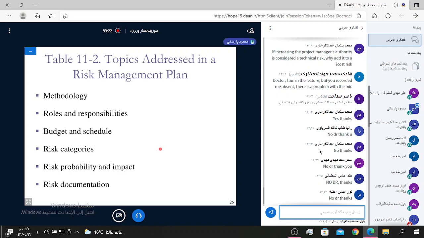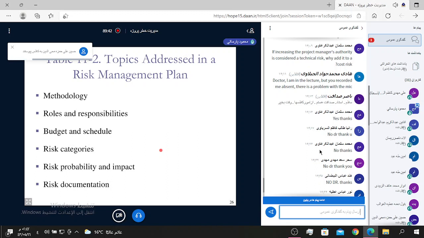And topics addressed in a risk management plan. At the first step, we discussed this part: any methodology that we use in our risk management. After that, roles and responsibilities of the members of the risk management team. After that, budget and schedule of risk management.